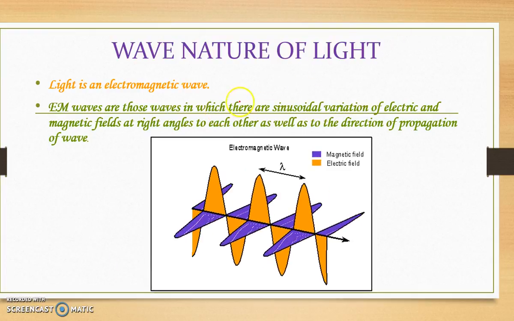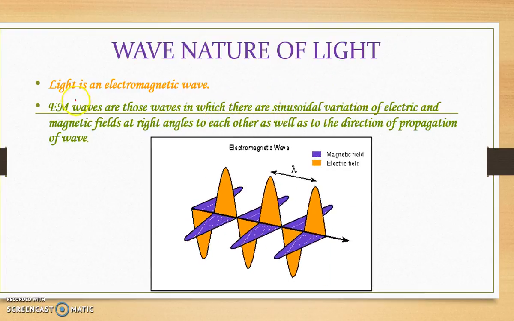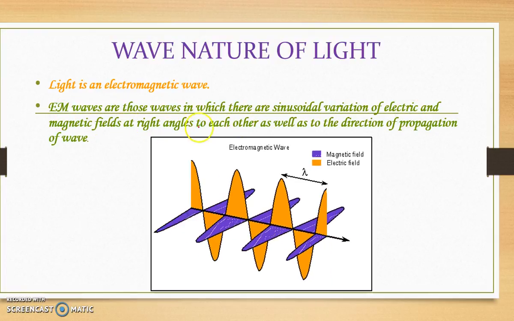Next, wave nature of light. Light is also an electromagnetic wave, which can also be called a transverse wave. EM waves are those waves in which there are sinusoidal variations of electric and magnetic fields at right angles to each other as well as to the direction of propagation of the wave.